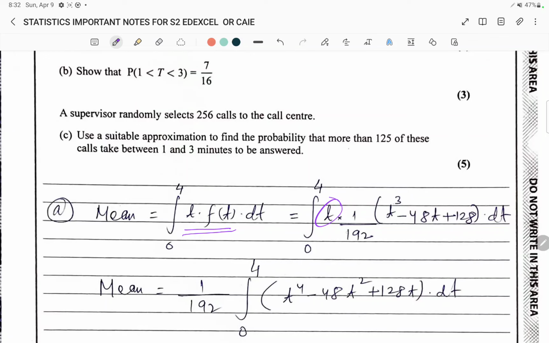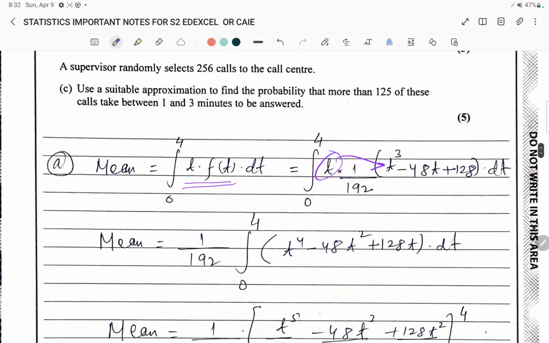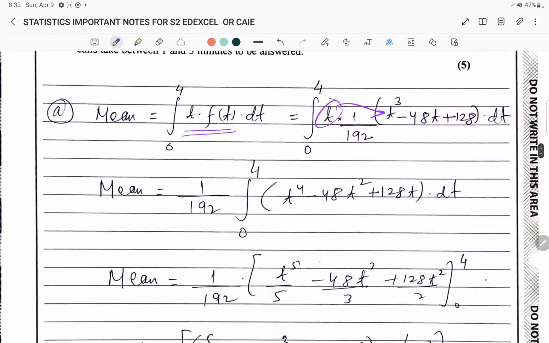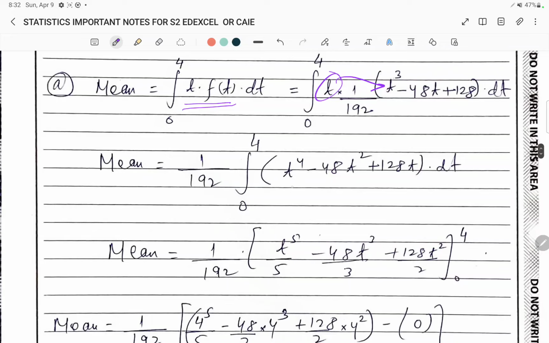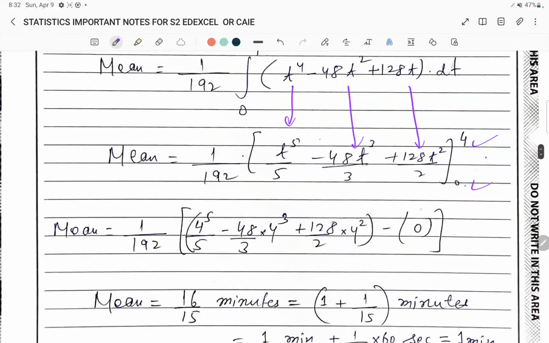Now 1 over 192 you can take outside and take t inside the bracket: t to the power 4 minus 48 t squared plus 128 t, and integrate. So t to the power 5 over 5, which is the integration of t to the power 4, minus 48 t cubed over 3, plus 128 t squared over 2, and take limits 0 and 4. Now take the upper limit minus the lower limit.